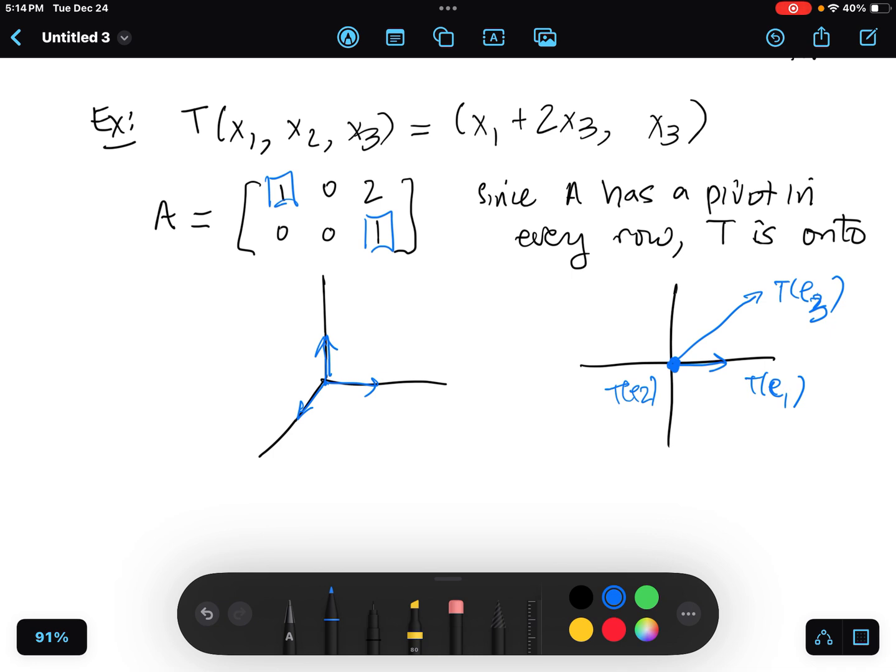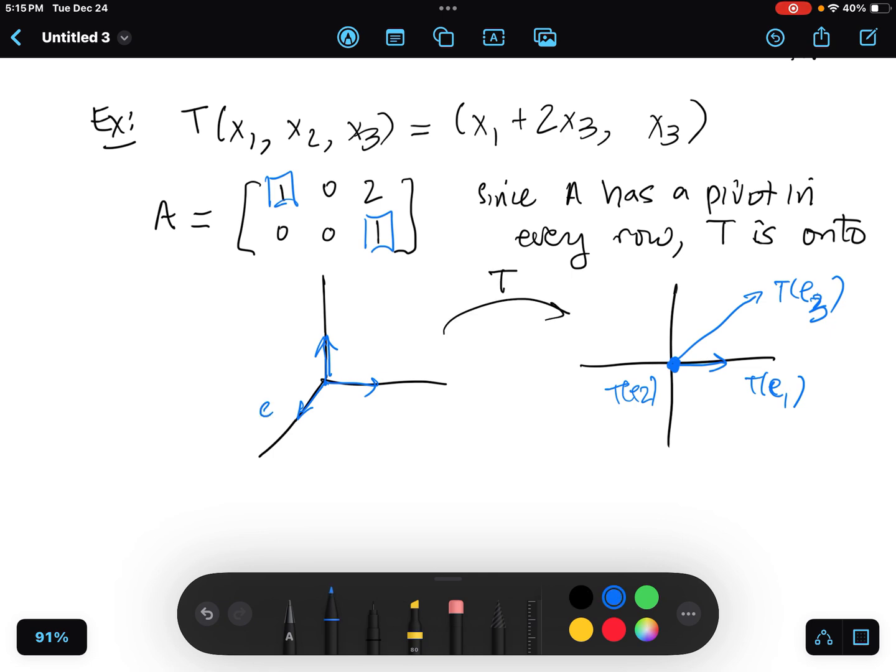So I have these three vectors on the right. One of them is the 0 vector. These vectors clearly span R2, right? Because I have two independent vectors in R2. So since they span R2, every vector in R2 is going to be obtained as an output of the function T.